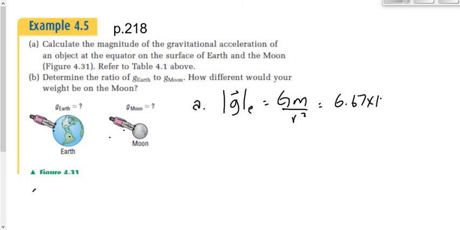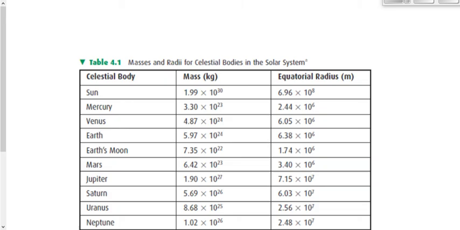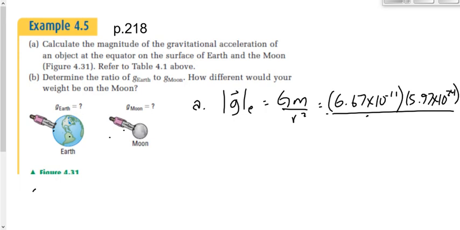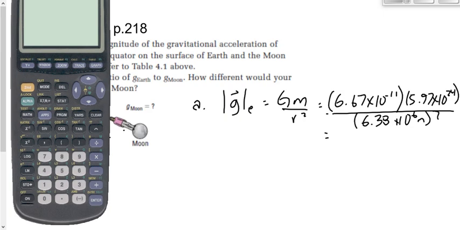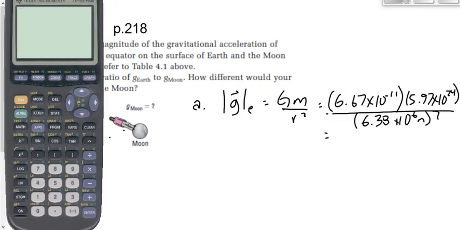6.67 times 10 to the minus 11 times the mass of the Earth, which is 5.97 times 10 to the 24, and that is on that table, divided by the radius of the Earth. I think it's 6.38 times 10 to the 6 meters. And we've got to square that. So let's calculate that now. What do you think you're going to get for the gravitational field strength caused by the Earth at the equator? Take a guess. Somewhere around 9.81, right?